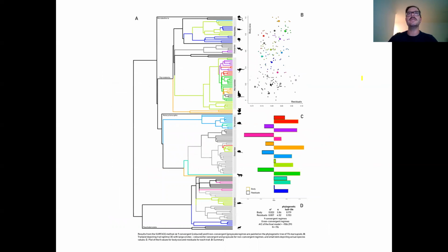Another type of analysis that we did was trying to disentangle the separate evolution of brain size from body size, because we know that brain size increases in concert with body size. So this method here, called SURFACE, allows us to detect convergent regimes, whether certain species, for example, the red group, we can see here, they've increased both body size and brain size, while other groups, like the purple ones, have a decrease in brain size, but increase in body size.